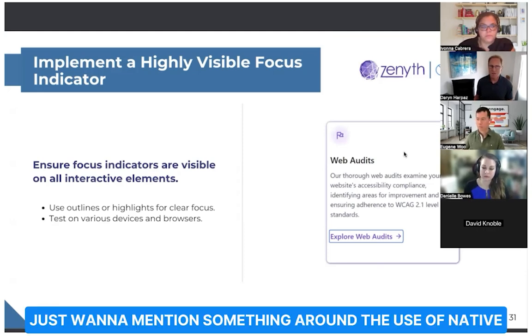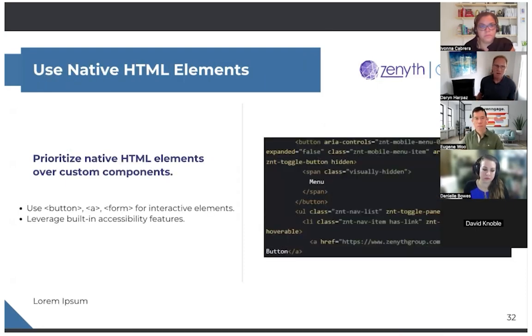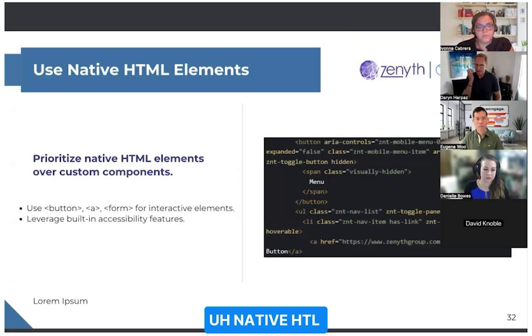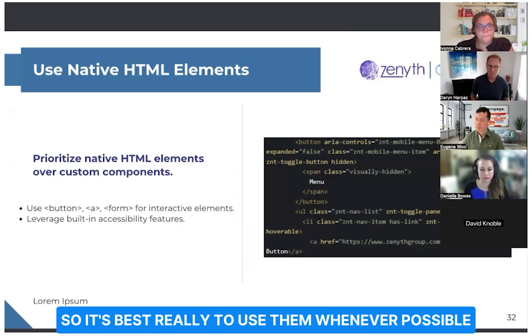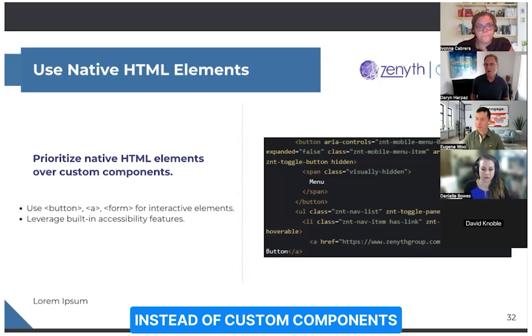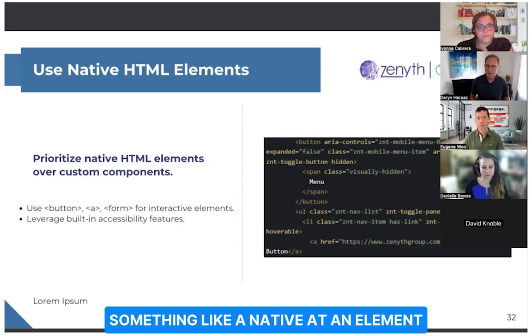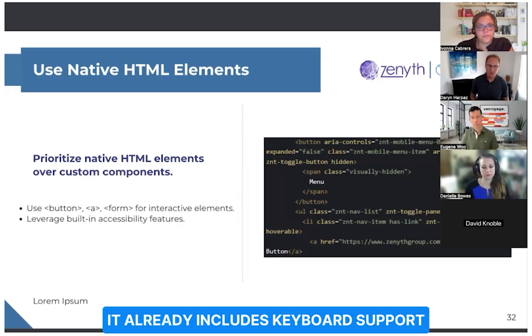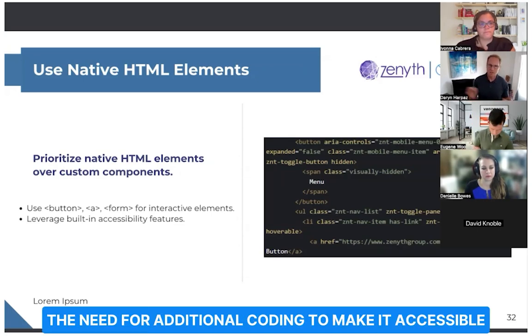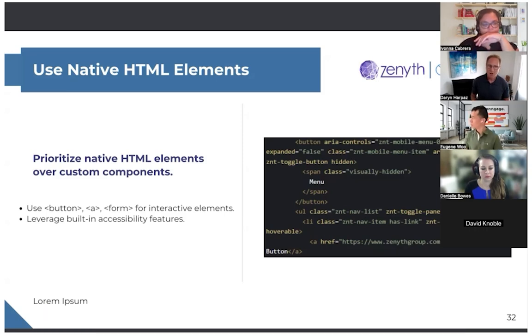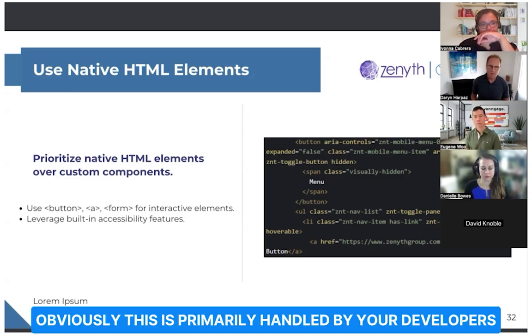Lastly, just want to mention something around the use of native HTML elements on the next slide. Native HTML elements come with built-in accessibility features, so it's best to use them whenever possible instead of custom components. For example, a native button element already includes keyboard support and roles for screen readers. Just by using these native HTML elements, you can reduce the need for additional coding to make it accessible.